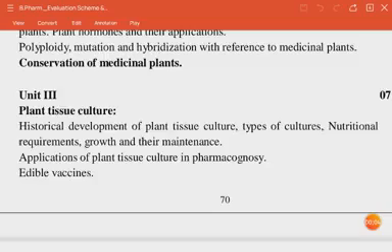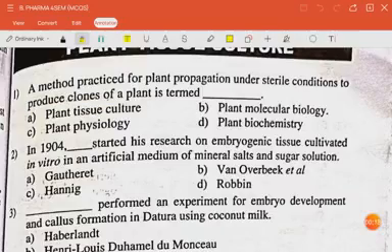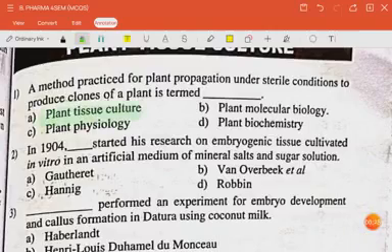In this video, we are going to discuss MCQs on Pharmacognosy and Phytochemistry 1 Unit 3, that is plant tissue culture and edible vaccines. So let's begin. Is a method practiced for plant propagation under sterile conditions to produce clones of plants is termed as plant tissue culture. Next question is, in 1904, Dash started his research on embryogenic tissue cultivated in vitro in an artificial medium of mineral salts and sugar solution.